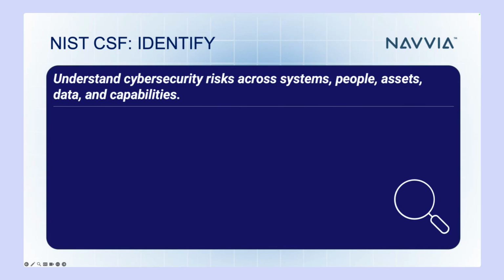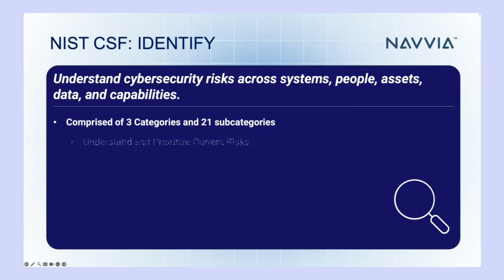So identify. Understand risks across systems, people, assets, data, and capabilities. There are 3 categories and 21 subcategories in identify. The 3 categories include understanding and prioritizing the current risks. There are a lot of ways you can do that. You can have threat intelligence, where you're subscribed to various services that keep you informed of the threat landscape. You can do internal assessments. You can have third-party assessments.